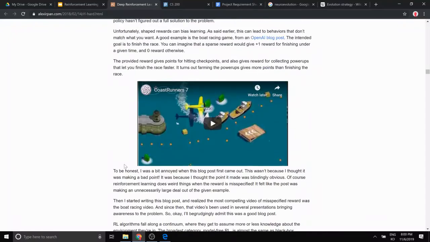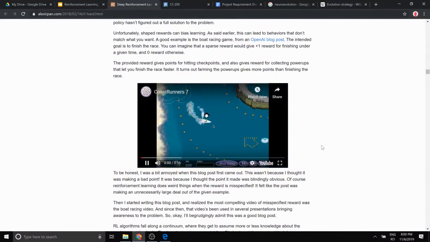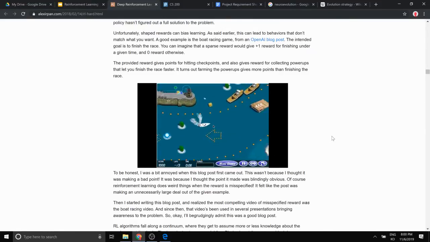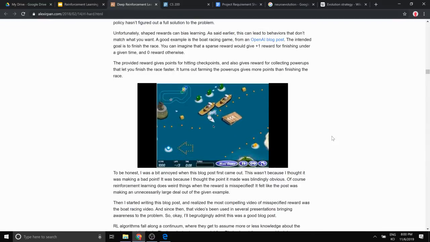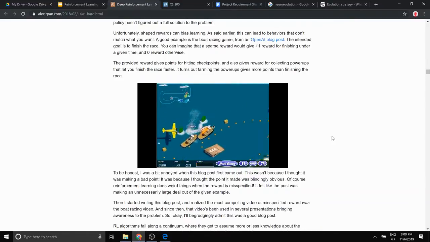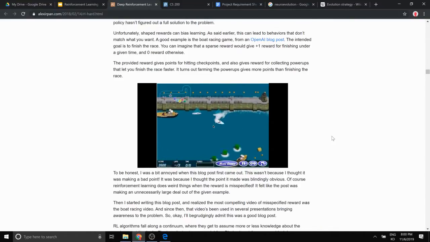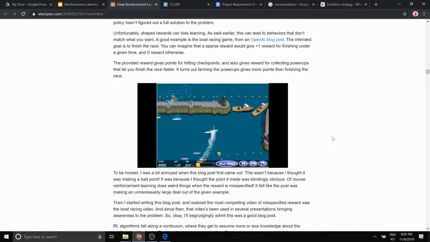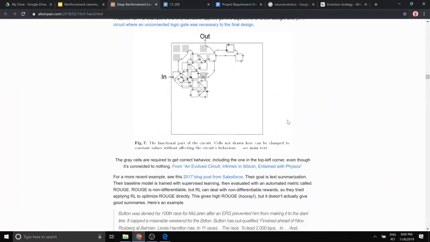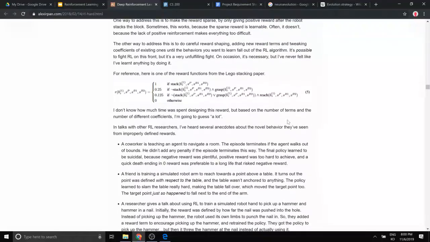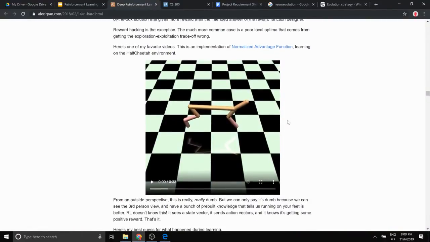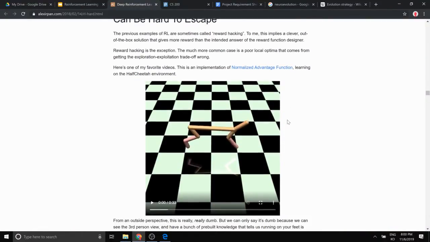Here's an example where the ship has just learned to spin in circles because it finds out that it can exploit the game to produce a lot of reward. It just does that because that's the highest reward it can get. There are other examples, but there are a lot of problems with reinforcement learning, and that's why it's an active research problem. And it's not necessarily used in industry because of those problems.